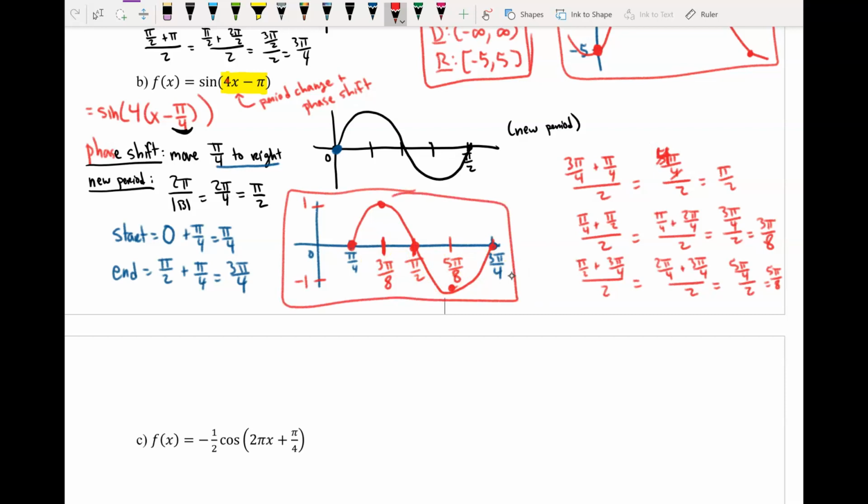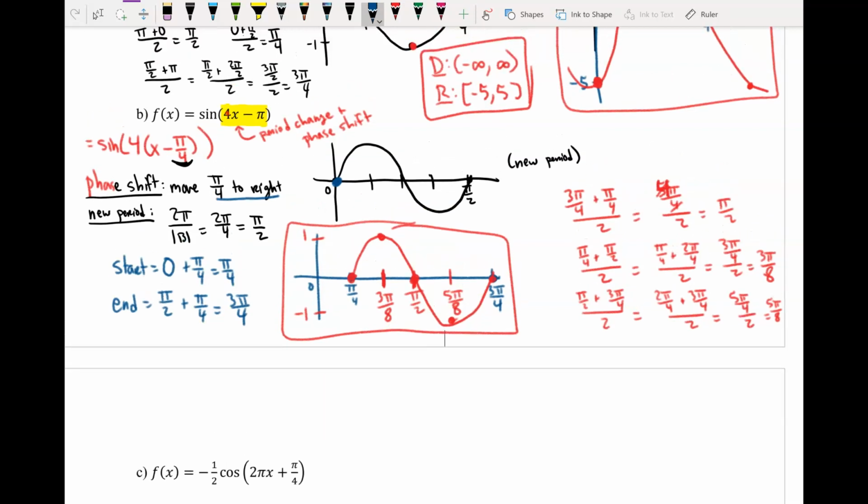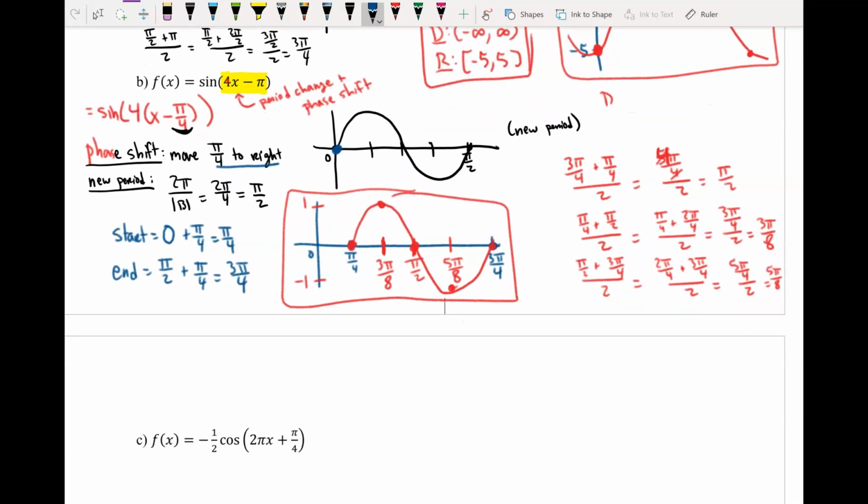Domain is super easy. Right? So the domain in this case will be negative infinity to positive infinity. And then the range will be from negative 1 to 1. So that didn't really change.